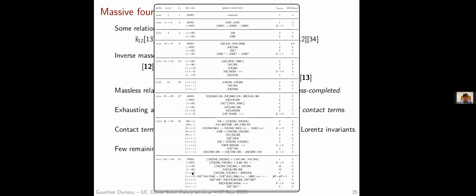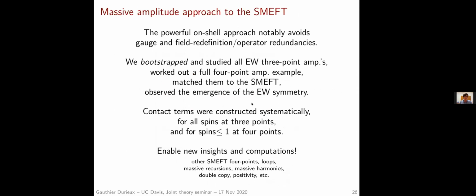So we've performed this somewhat tedious mass completion procedure for all amplitudes involving scalars, vectors, and fermions, so spins up to 1. The results can be tabulated in those long tables, which I'll not go into the details of. Instead, let me just summarize.